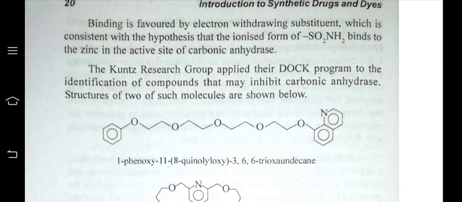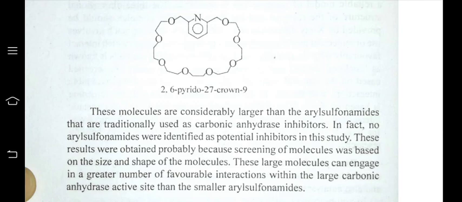The Kuntz research group applied their DOCK program to the identification of compounds that may inhibit carbonic anhydrase. The structures of two such molecules are shown below. One is a 1-phenoxy compound with 3,6,6-triiodo, and the other is a 2,6 compound, a 27-crown-9. So these molecules are considerably larger than the aryl sulfonamides that are traditionally used as carbonic anhydrase inhibitors. In fact, no aryl sulfonamides were identified as potential inhibitors in this study.